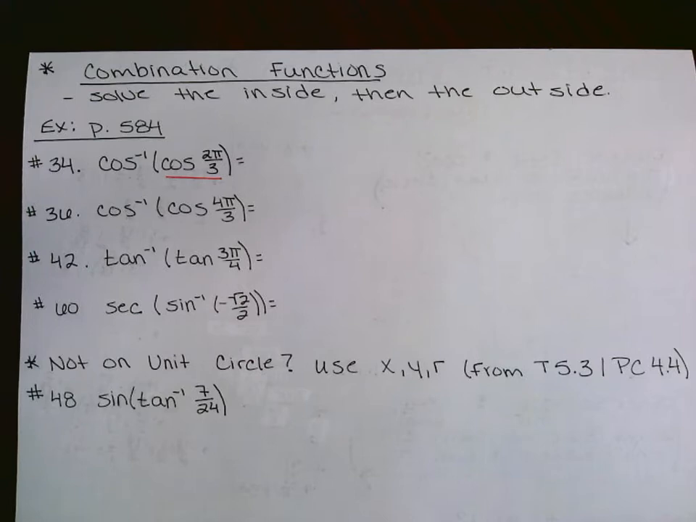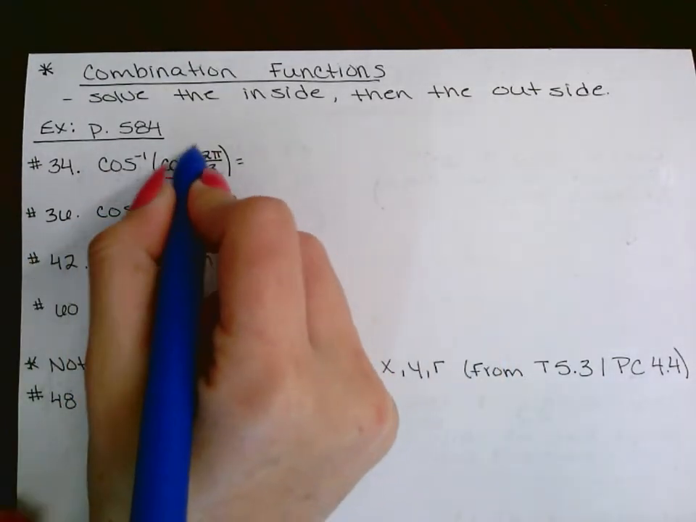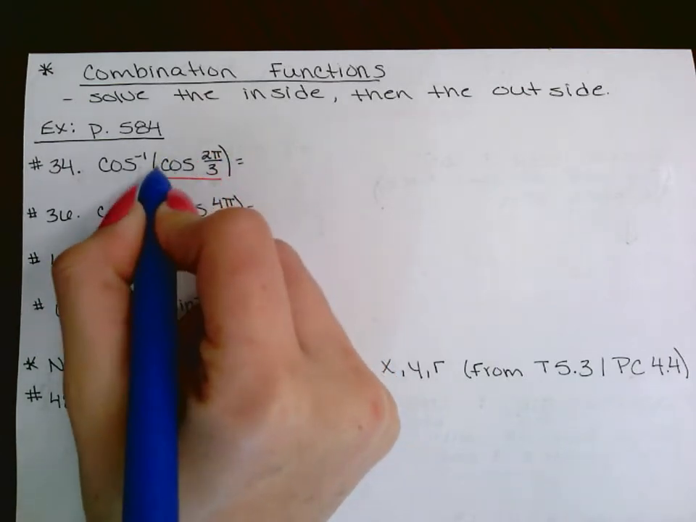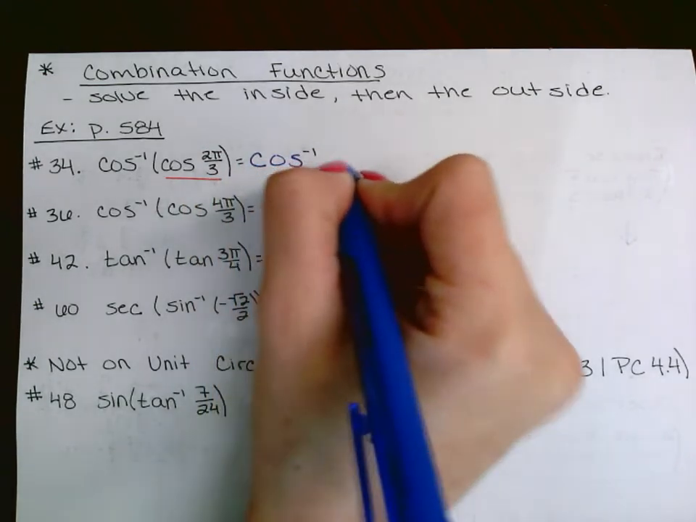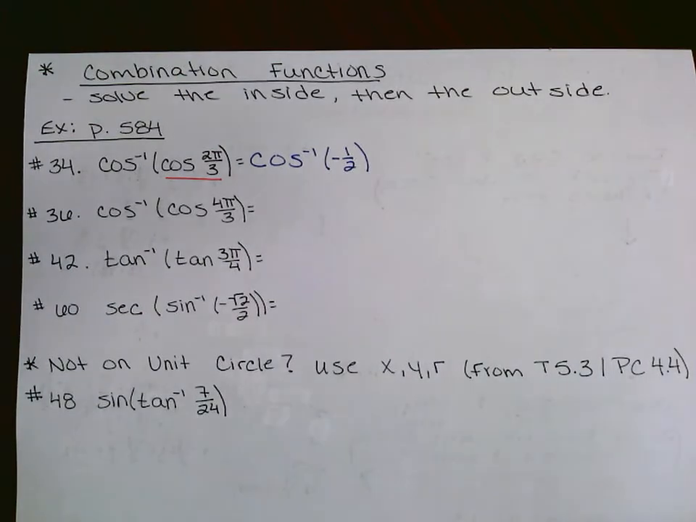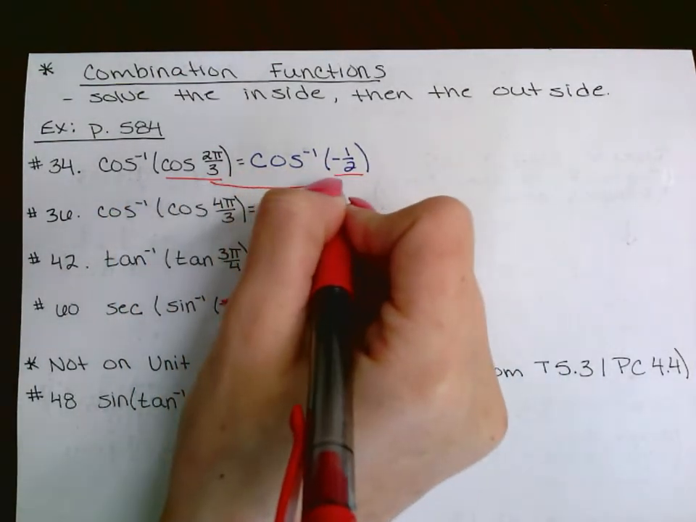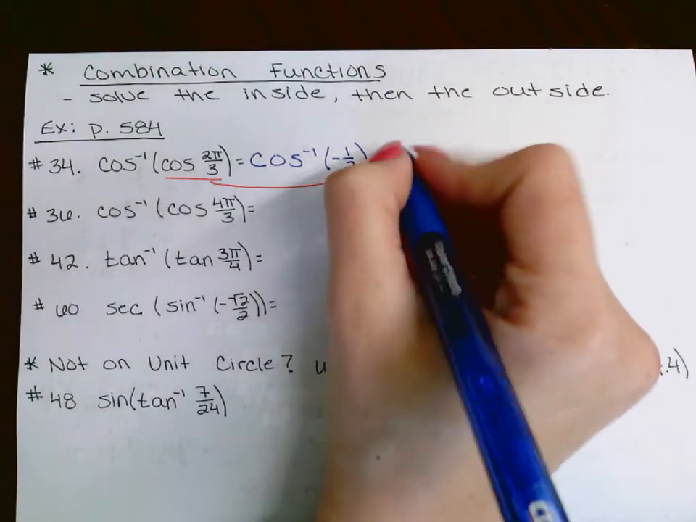2 pi over 3? Negative half. So I'm going to replace this entire inside with a negative 1/2. So now I could say, inverse cosine of negative 1/2. All I did was change the inside to what the inside equaled. So I solved the inside. Now I'm going to solve the outside.